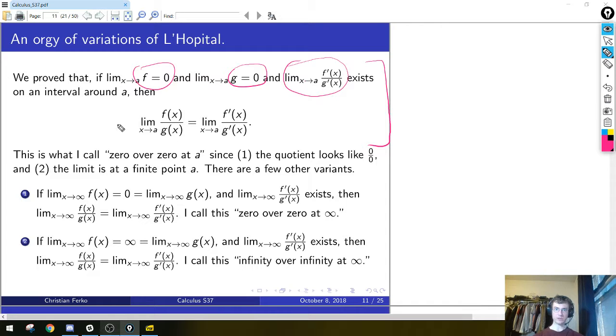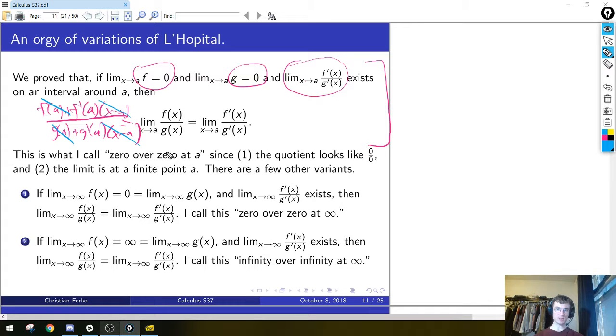And of course, remember there was the hacky proof that I said you can think of this as f of a plus f prime of a times x minus a. If you want to use a tangent line approximation to sort of explore why L'Hopital's rule might make sense, you would put these in the top and bottom, and then you would say, well, we're assuming that f goes to 0, g goes to 0, and then these things cancel.